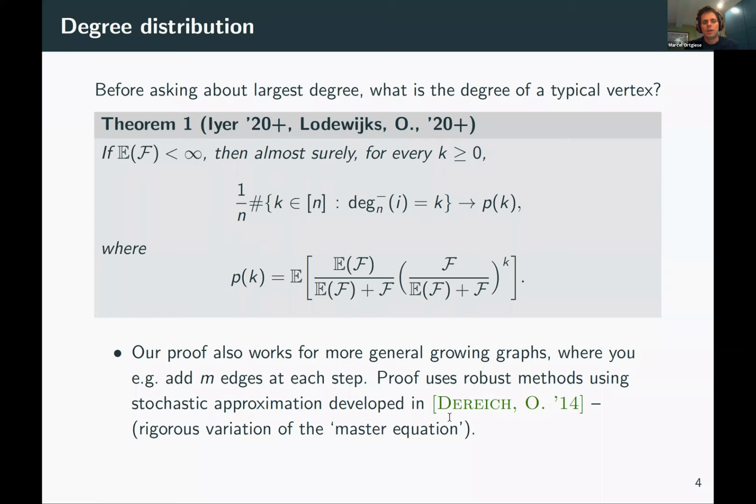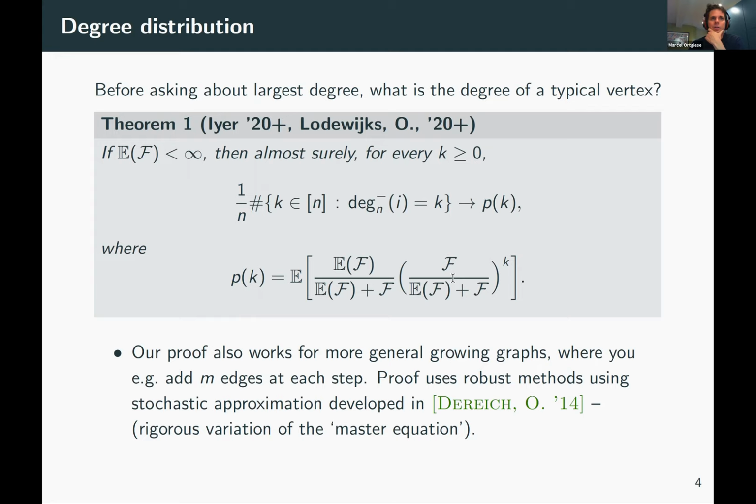Good. Okay, so we know the typical degree. We know if you uniformly choose a vertex, how big is its degree? Why would that be interesting? Well, I wanted to know something about the largest degree, but if you want to make an educated guess about the largest degree, then the degree distribution can be helpful. And how is that? Well, I'll tell you in a minute how that works. Maybe I need to tell you a bit more about the assumptions that we're going to make in the following.